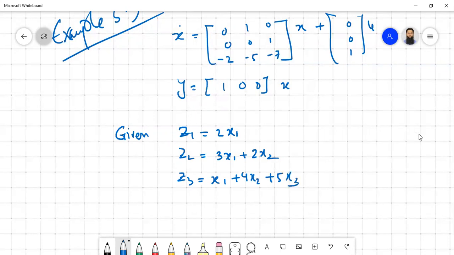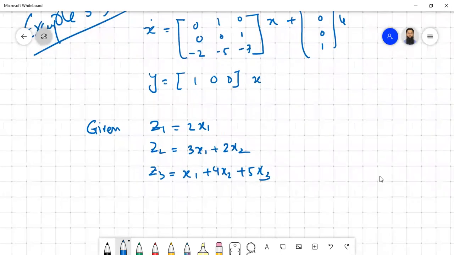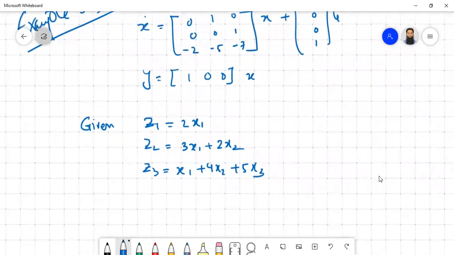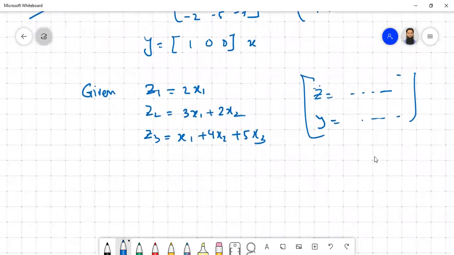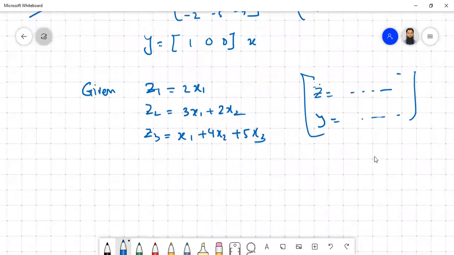Okay, so these are given, so we write out in terms of the Z parameters. That means Z dot equal to something and Y equal to in terms of Z. So this is what we are looking for. So first thing first, we have to find out the P matrix, so whether we can find it.